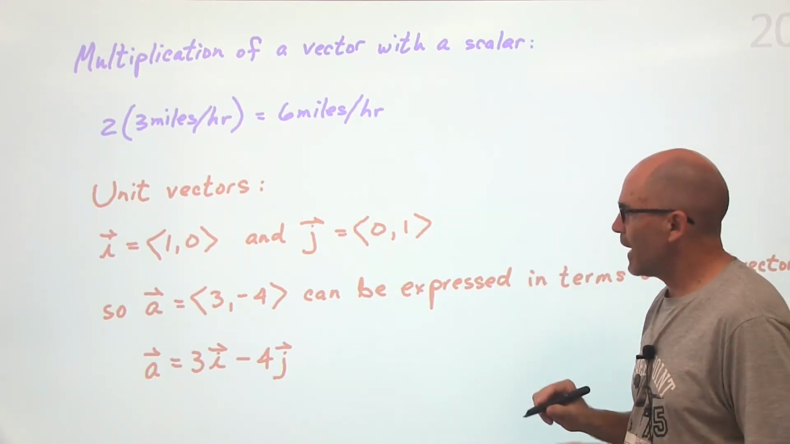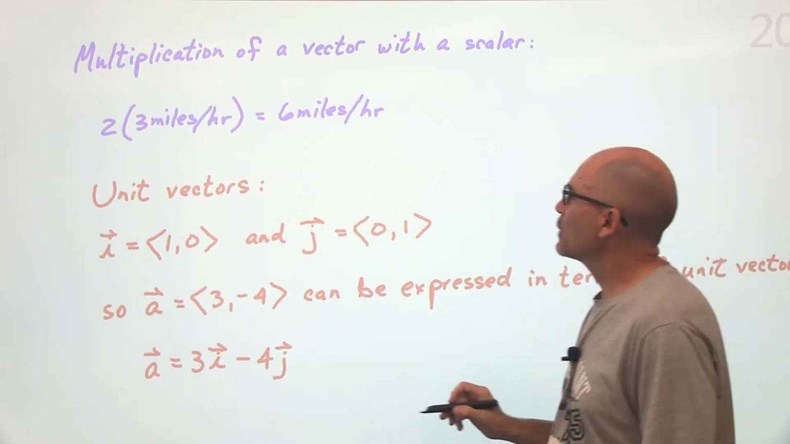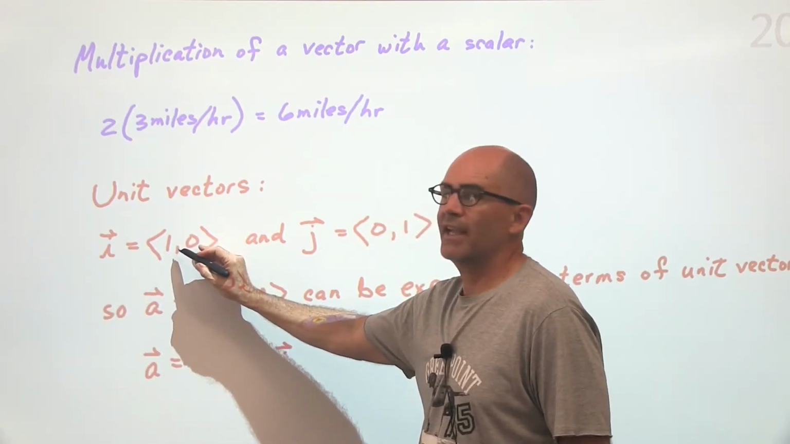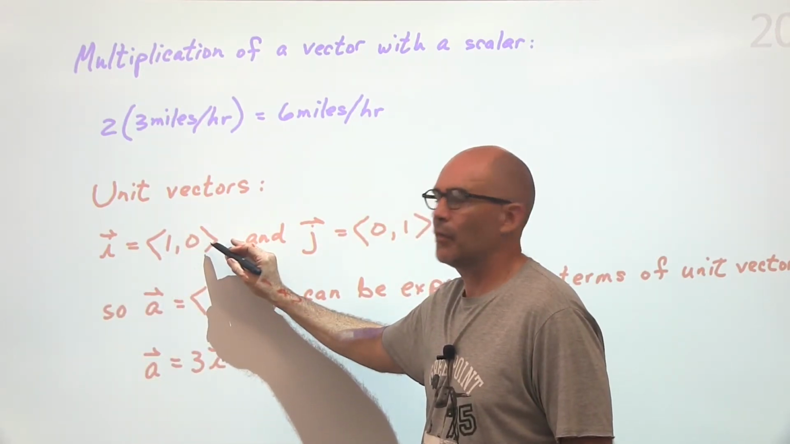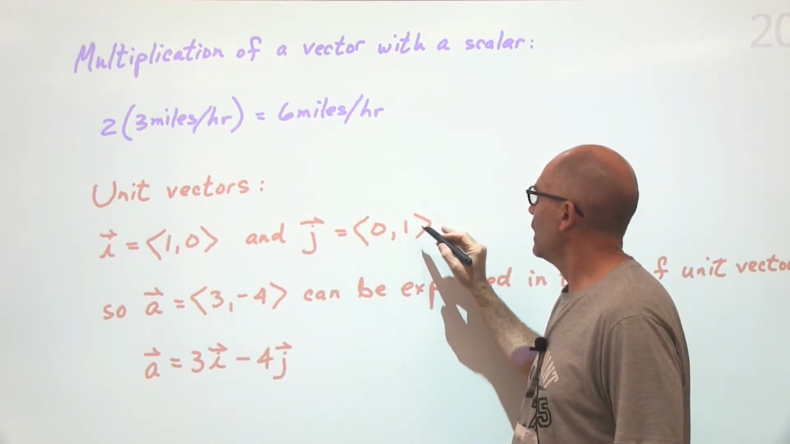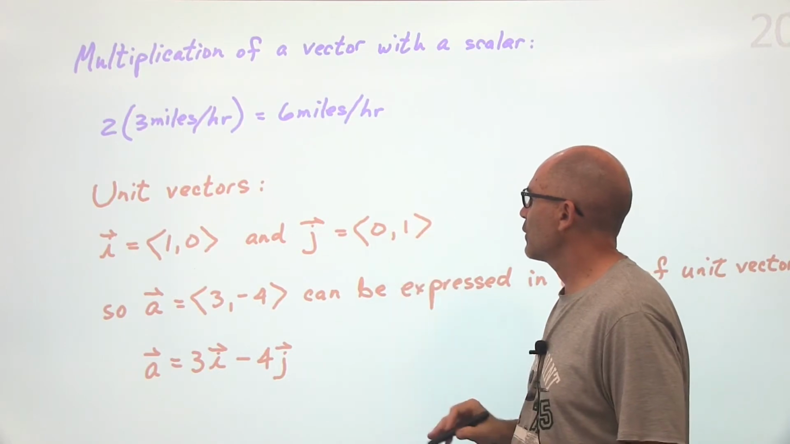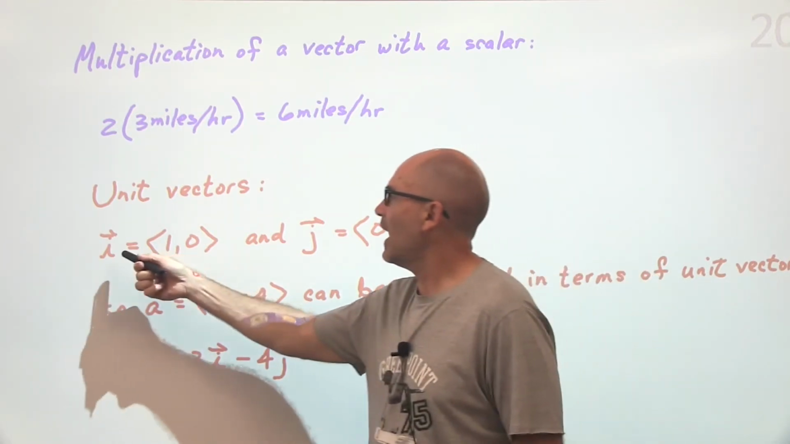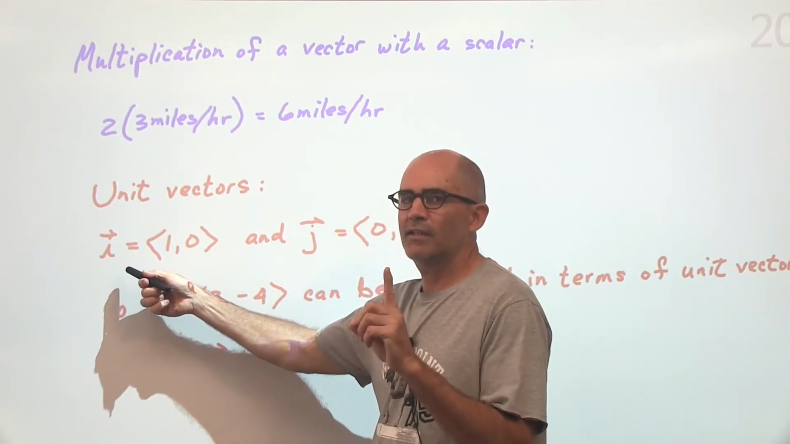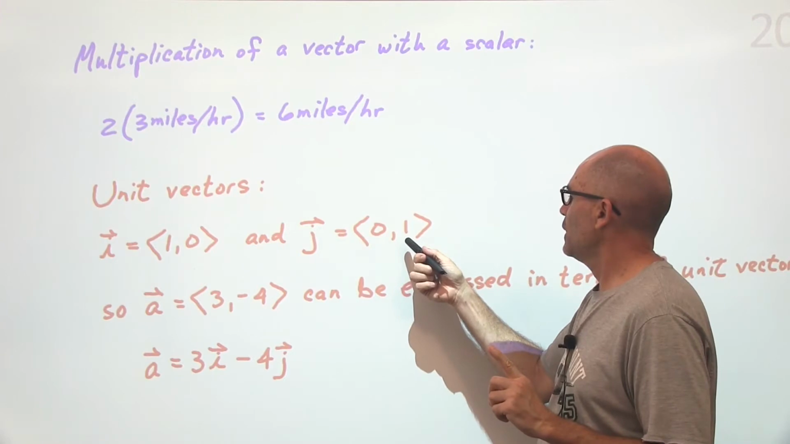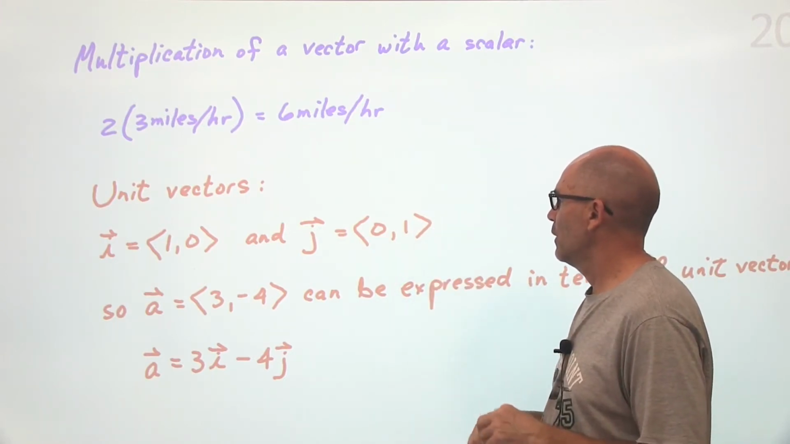Now, unit vectors. Vector I is 1 unit to the right and none up and down. Vector J is 1 unit up and none to the right or left. So basically, vector I is 1 unit in the x direction. Vector J is 1 unit in the y direction.